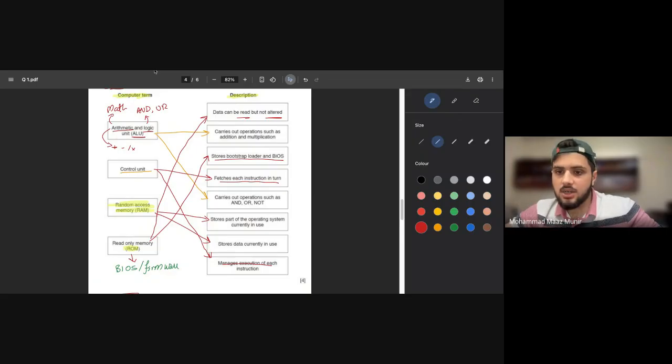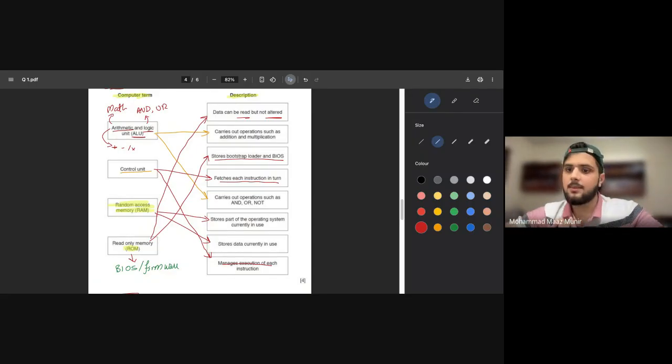Now coming to the question raised by Rafi, its job is to start the computer. बिल्कुल perfect Rafi, ऐसा ही है, यही है.